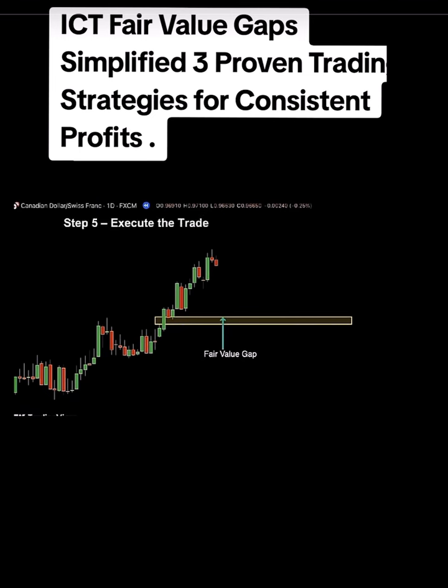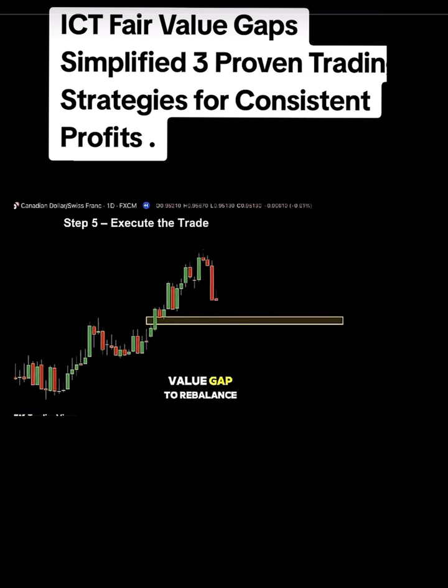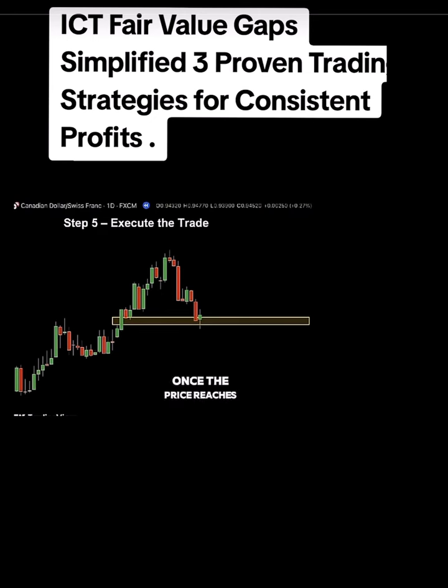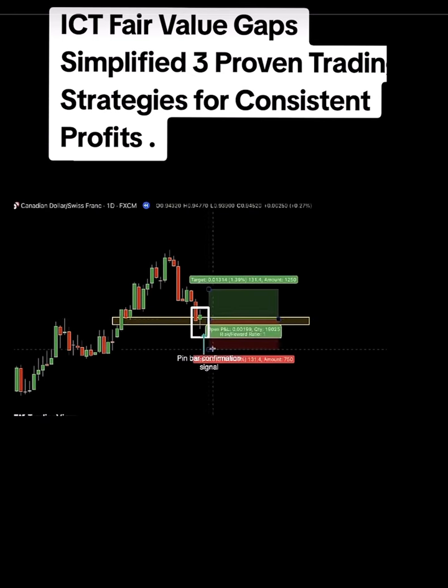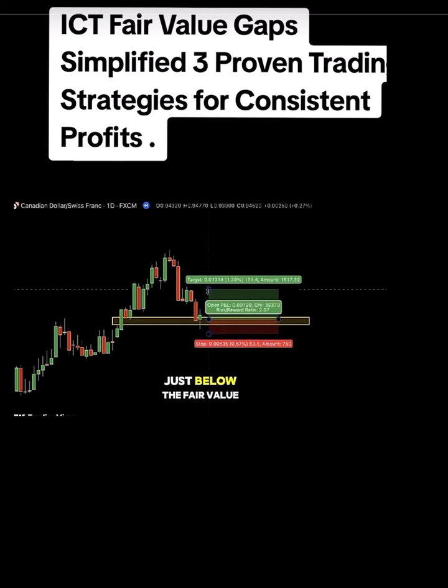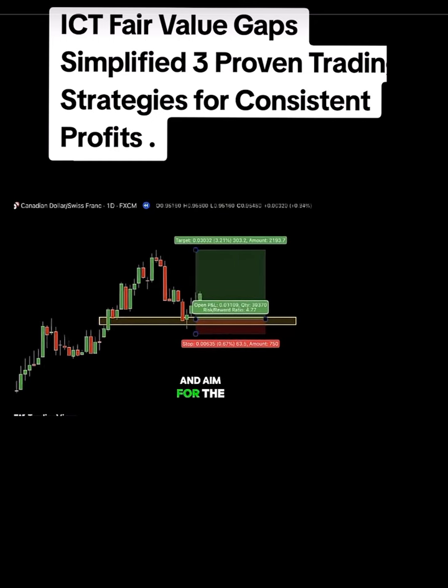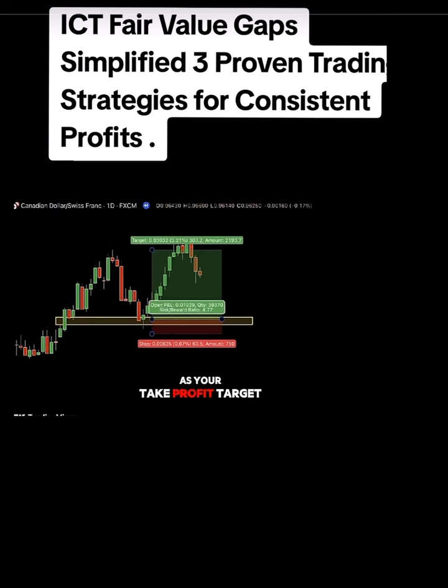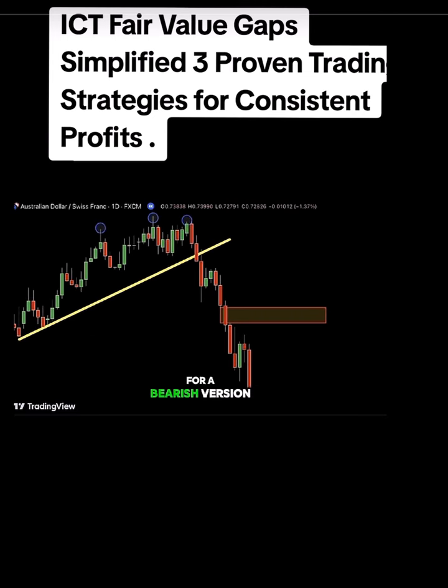Step 5. Execute the trade. If the market is in a bullish trend, wait for the price to retrace and test the fair value gap to rebalance the market. Once the price reaches this gap, look for additional confirmations. For example, when the market retests the fair value gap and shows a clear rejection, you can enter a buy trade at the close of the rejecting candle. Set your stop loss just below the fair value gap zone and aim for the next significant price level as your take profit target.